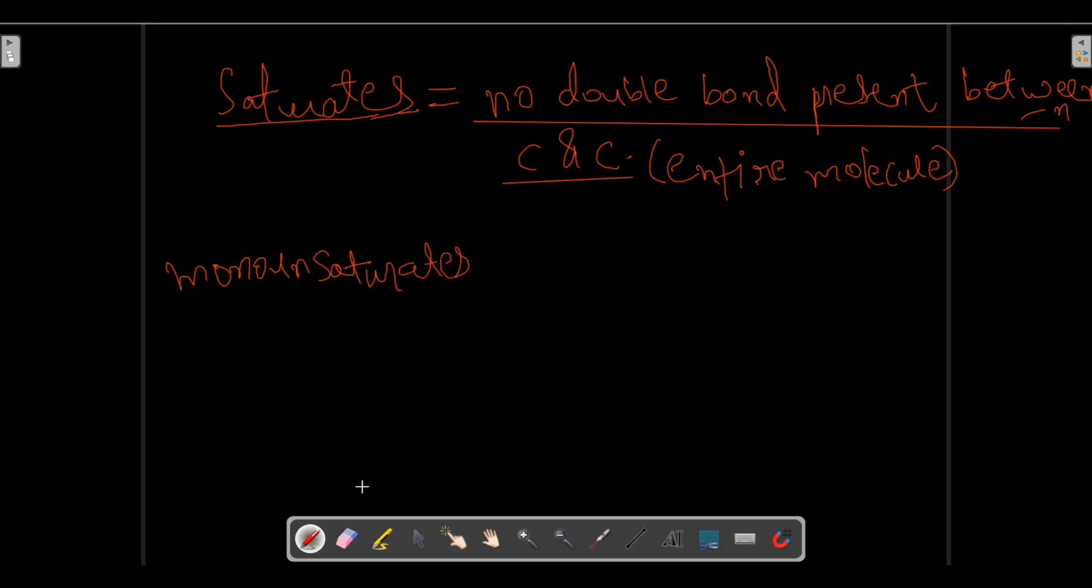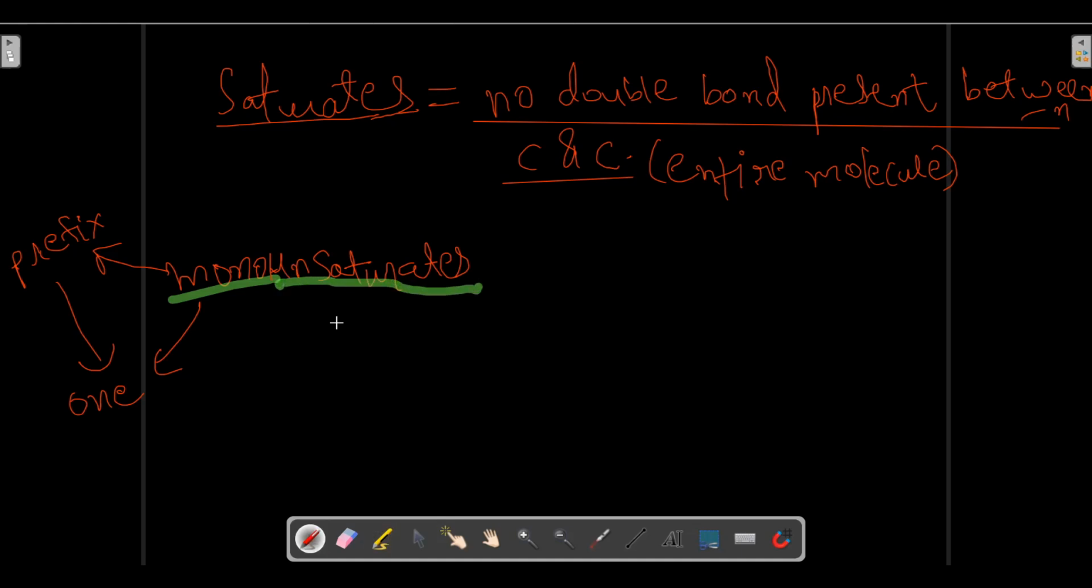Monounsaturates. The prefix mono means one. And what does it mean by unsaturates? Saturate means no double bond present, and unsaturate means double bond present.